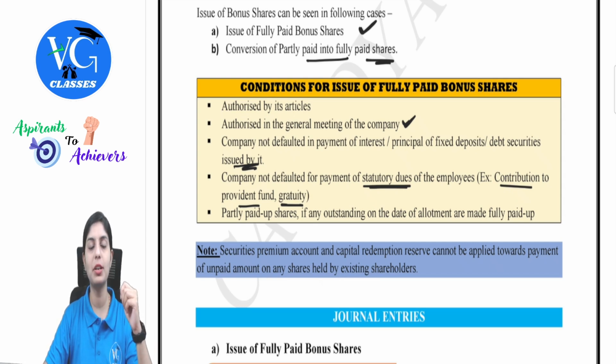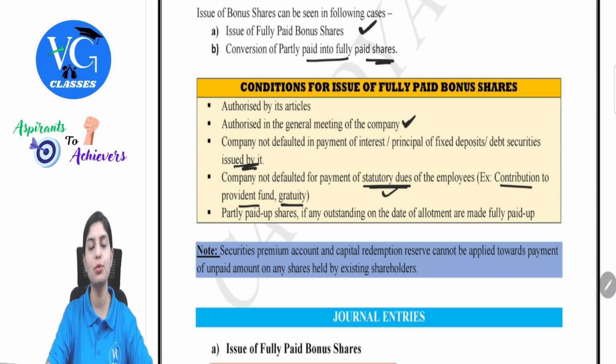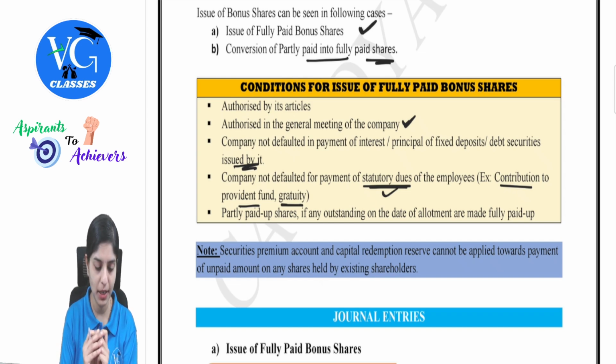What is this point with respect to bonus issue? The company should not have defaulted in payment of statutory dues of the employees, because statutory dues is nothing but complying with the due dates. There is a contribution which goes as employer from the company side, so they are just pointing out on that aspect here. Last case, partly paid up shares, if any outstanding on the date of allotment, are made fully paid up.